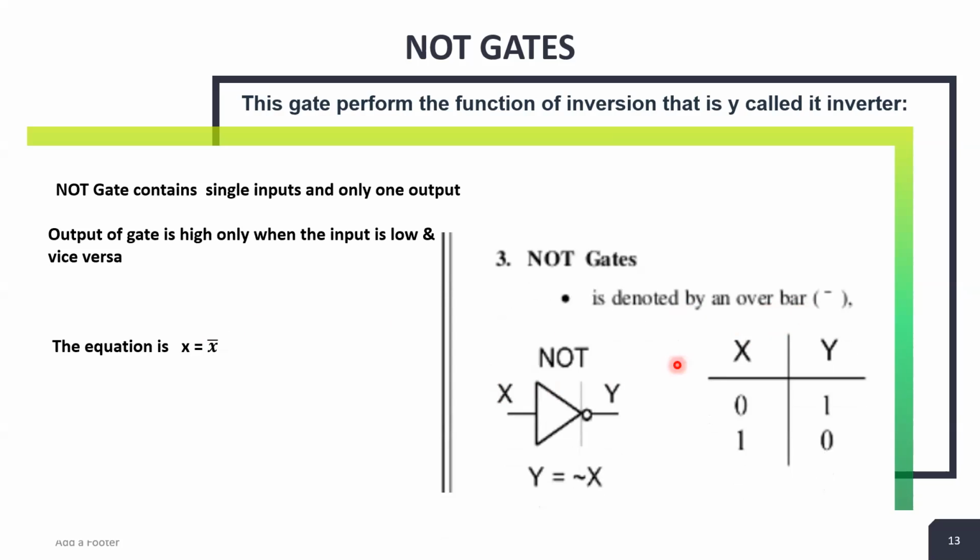Okay, and this is the symbol of the NOT gate, a triangle, with only a single input and single output. It means when the value of X is 0, the value of Y is 1, because it has the function of inversion. It inverts the values. Clear? But when the input is 1, the output is 0. Clear? Note down this, girls.